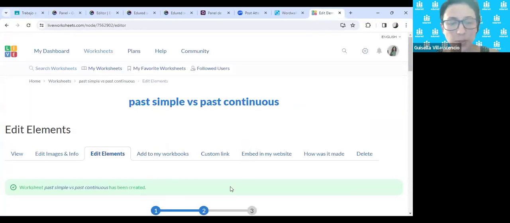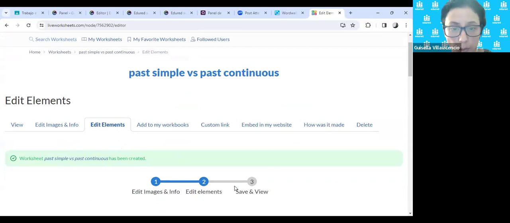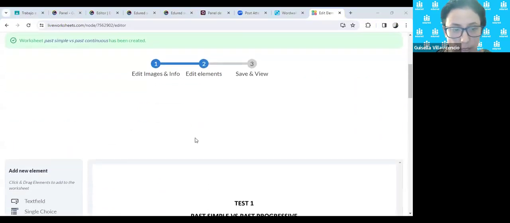Ya, chicos, aquí en la parte más importante, les cuento, aquí, ¿ya? Aquí vamos a crear nuestro worksheet. Acá arriba tenemos Edit Elements, Add to my Workbooks. Custom link, embed in my website. How was it made? Delete. Aquí en la parte donde dice Edit Elements es donde aparece la magia. ¿Ya? ¿Yes? Donde aparece la magia.